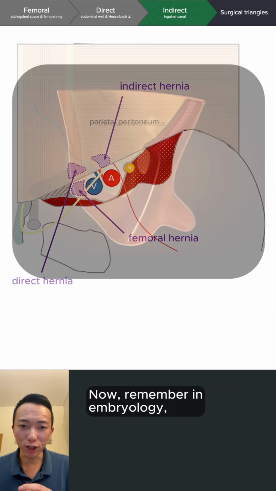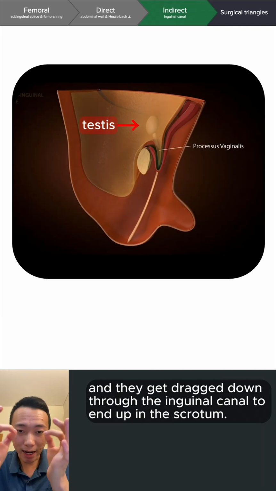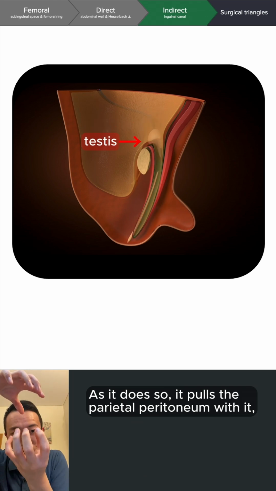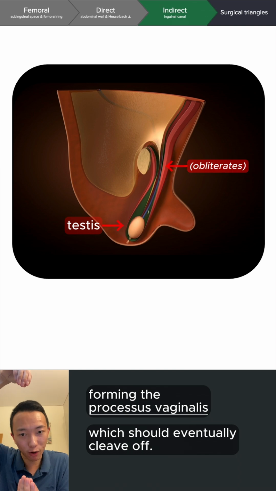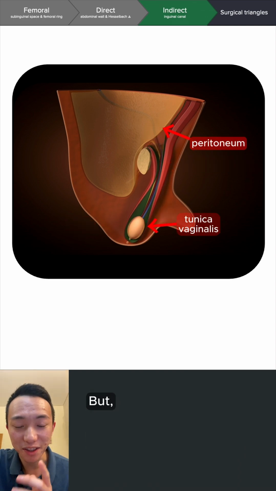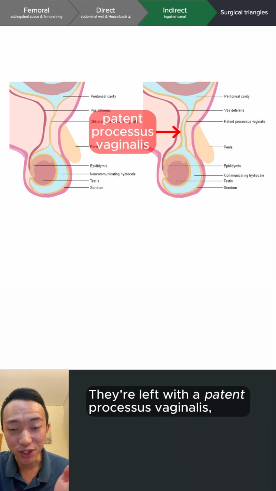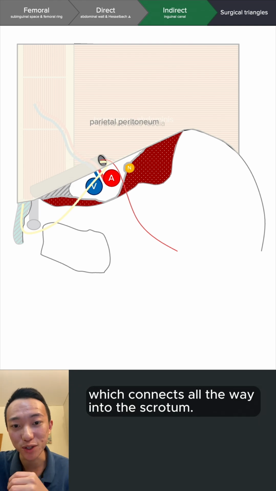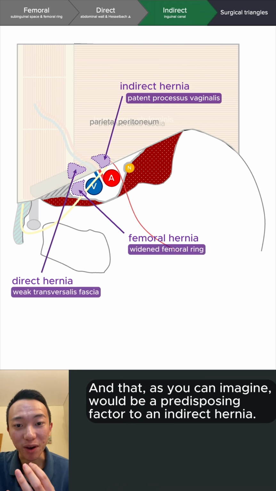Now, remember in embryology, the testis actually originates really high up in the abdominal cavity, and they get dragged down through the inguinal canal to end up in the scrotum. As it does so, it pulls the parietal peritoneum with it, forming the processus vaginalis, which should eventually cleave off. That way, the abdominal cavity should be separate from the layers around the testis, but there is a small proportion of people where it doesn't properly cleave off. They're left with a patent processus vaginalis, so they'd have an opening in the parietal peritoneum as well, which connects all the way into the scrotum. And that, as you can imagine, would be a predisposing factor to an indirect hernia.